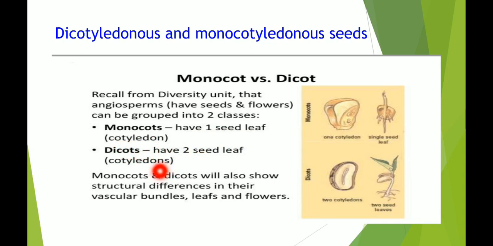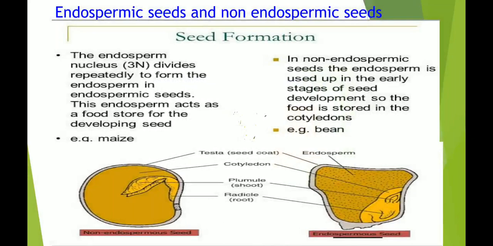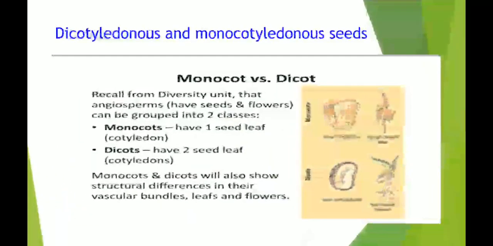And dicot seeds have two cotyledons. Dicot seeds are far more in number than monocot seeds. So if it is one, then we can say monocots, and if it is more than one, that is two, then we can say it is dicots. Monocot seeds are mostly endospermic in nature, as we read in the previous slide about endosperm. Monocot seeds are generally endospermic in nature, and dicots are generally non-endospermic in nature.